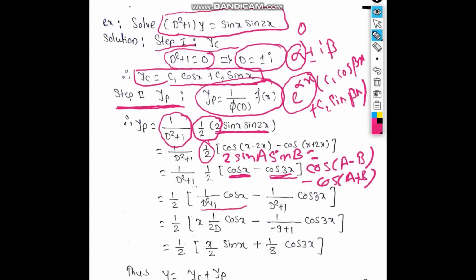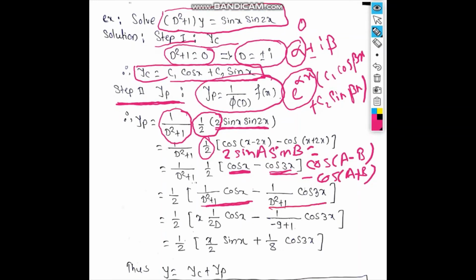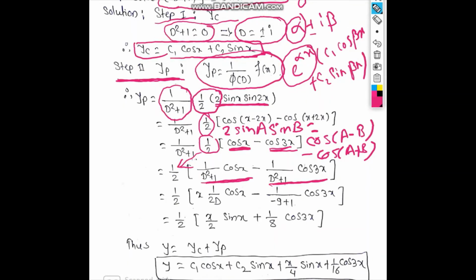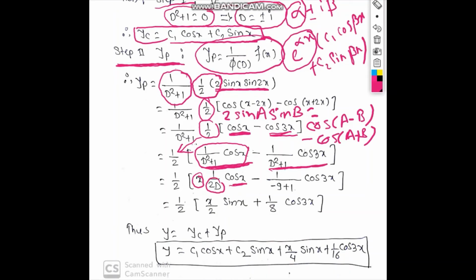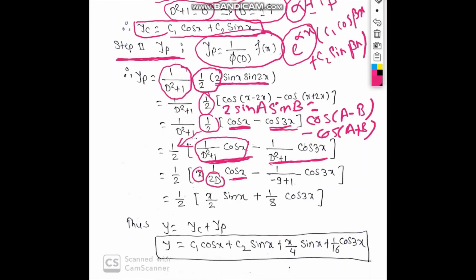We have to take a separate particular solution for cos x and a separate particular solution for cos 3x. So this 1 by 2 is taken outside the operator; constants we can take outside the operator. In the first case, when we replace D square by minus a square, the denominator is coming 0. So multiply by x, differentiate the denominator: the derivative of D square plus 1 is 2D, and cos x as it is. Then 1 by D is nothing but integration of cos x, and integration of cos x is sin x. So x by 2 outside as it is.